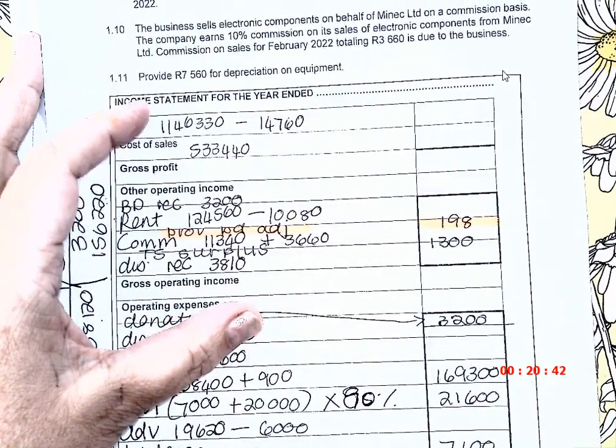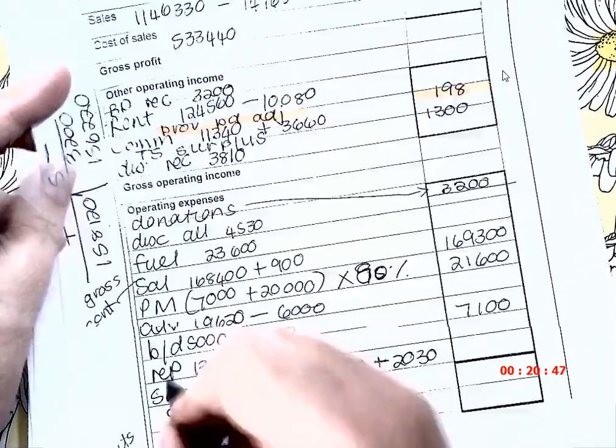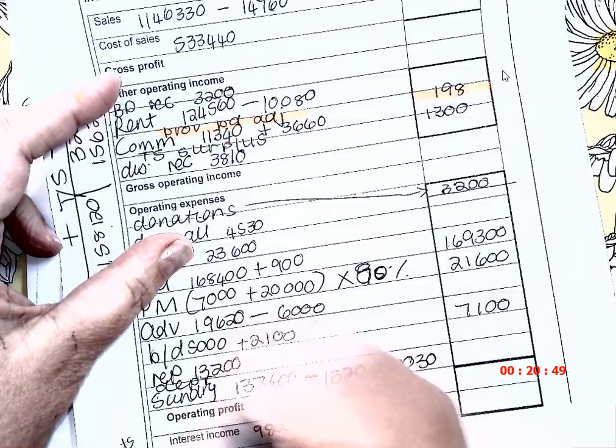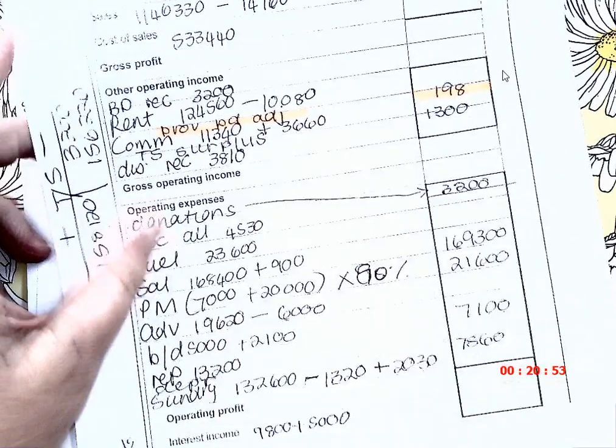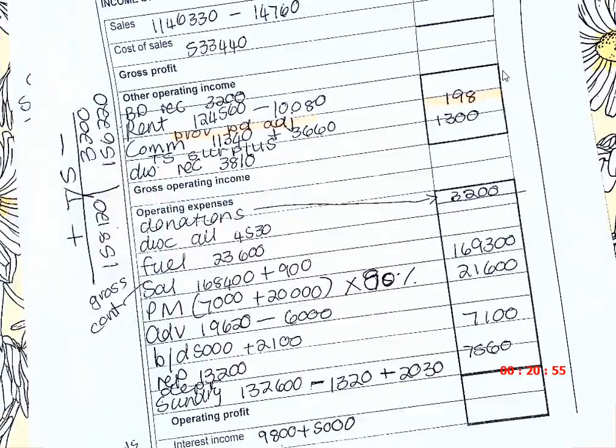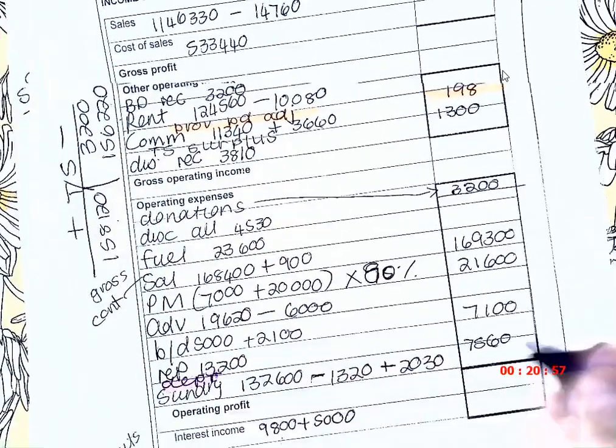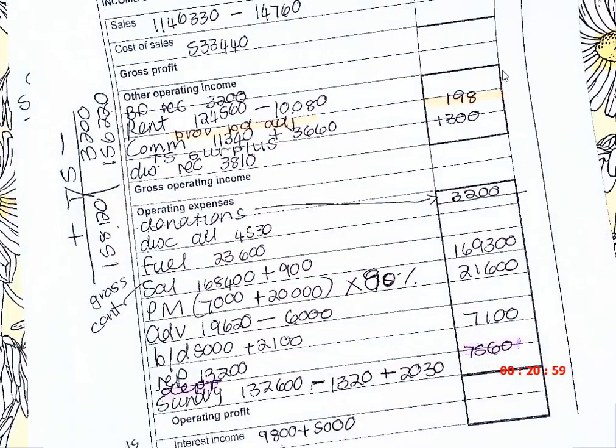Provide 7560 for depreciation. So I'm going to put it in here, depreciation, 7560. And I'll highlight it for you so that you don't look for it. And next time in the exams, can you double check? You must tell Mr. Q because he moderates my stuff and he will tell me there's not enough lines.